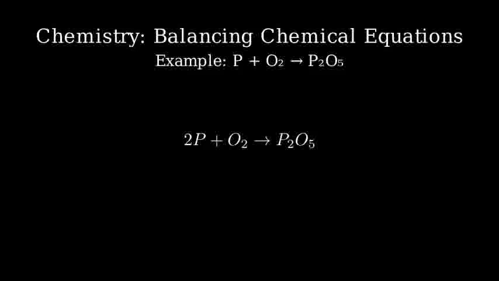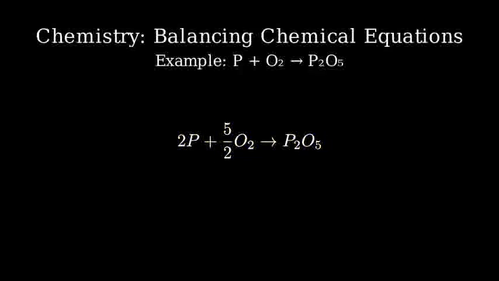Now, let's look at the oxygen atoms. In O2, there are 2 oxygen atoms, and in P2O5, there are 5. So, on the reactant side with O2, we need to balance it out to match the 5 oxygen atoms on the product side. We'll add a coefficient of 5/2 in front of O2, making it 5/2 O2.